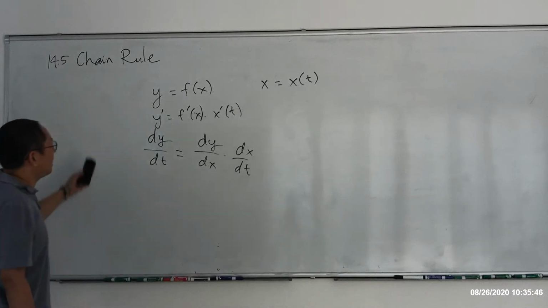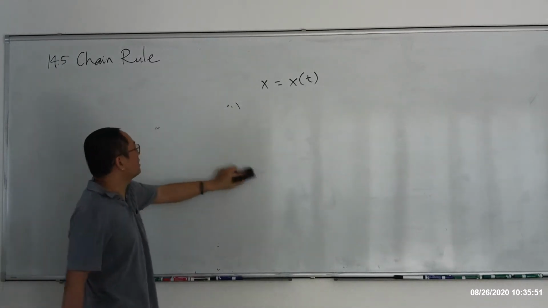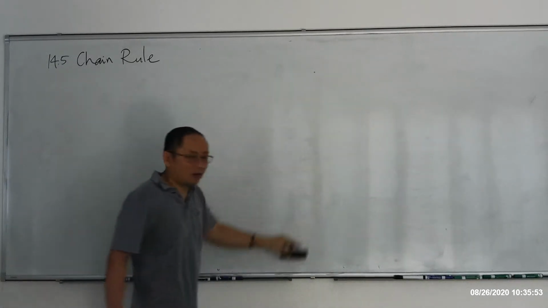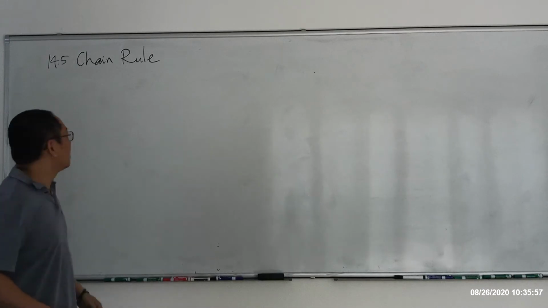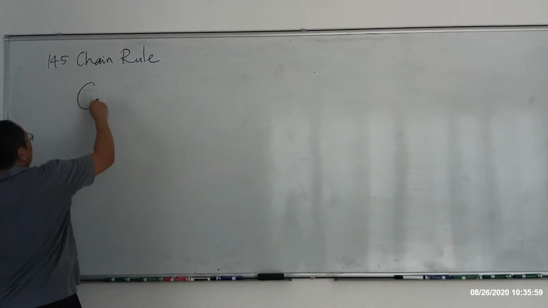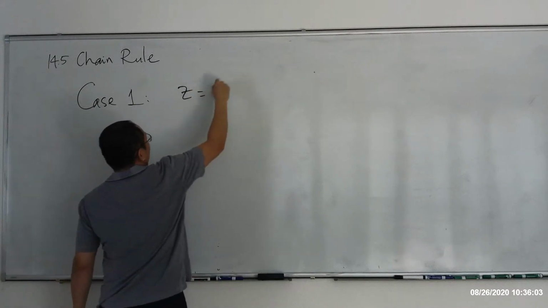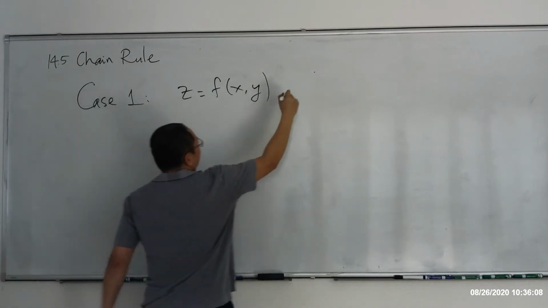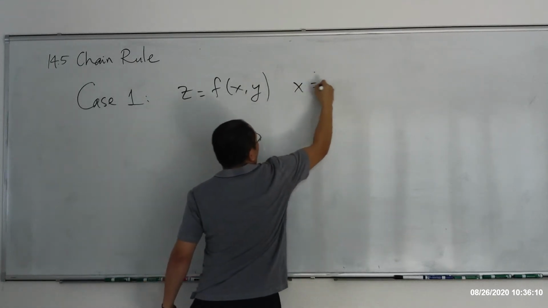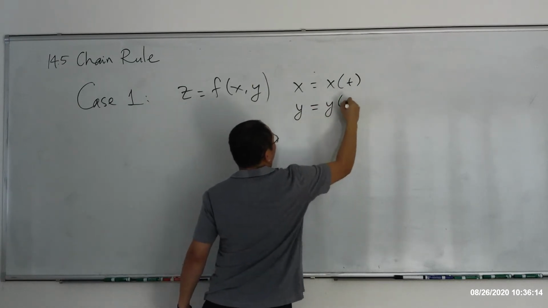And it pretty much carries over to multivariable, but with some changes because you have more than one variable. So many times, you have to use partial derivatives. So there are two cases. Case number one, you have the function z equal to f of x comma y, where x is a function of one variable t, and y is another function of one variable t.